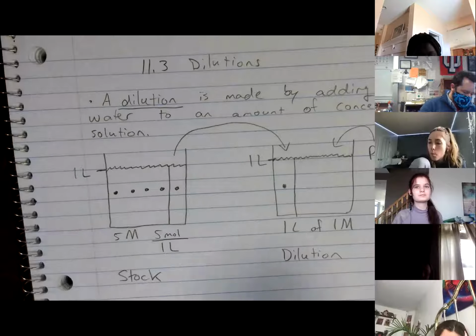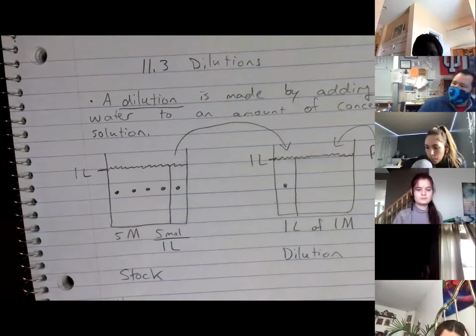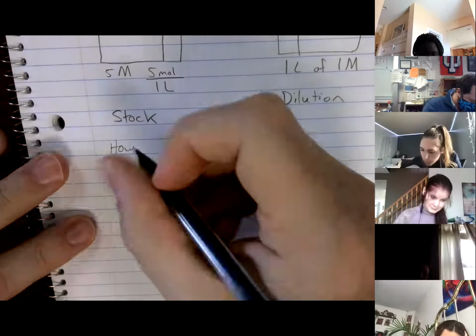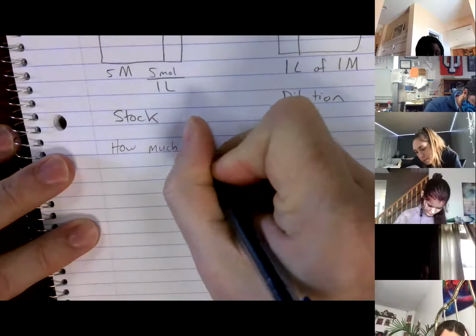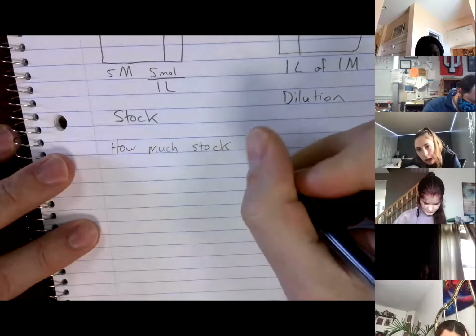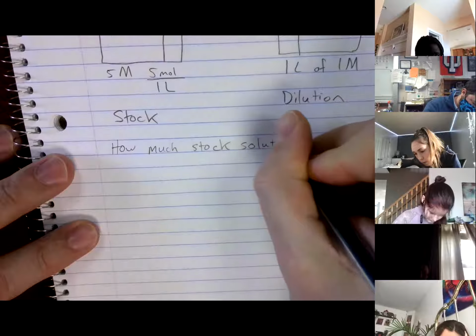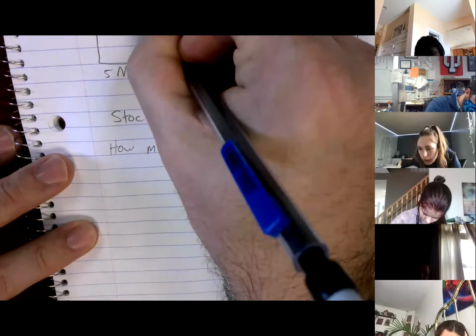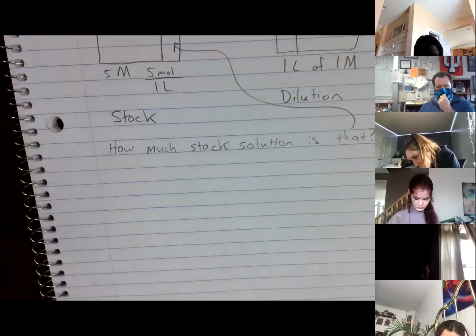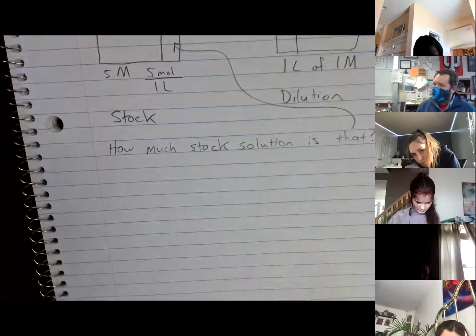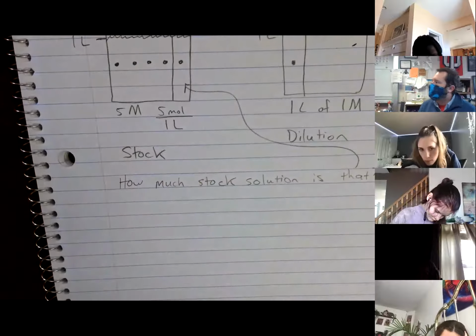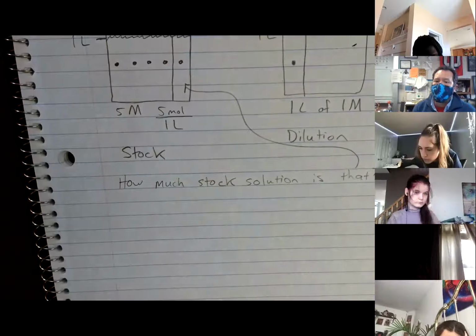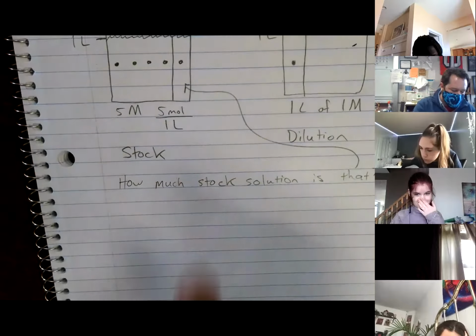Cool. All right. So here's where the math comes in. Generally, they're going to ask, oops, got to be on the camera here. Generally, they're going to ask, how much stock solution is that? If we want to get exactly 1 mole, we don't want 1.1 mole, and we don't want 0.9 moles. We want exactly 1 dot.